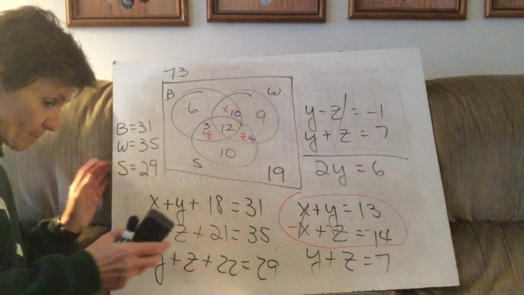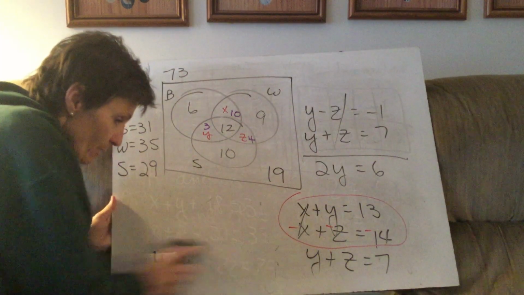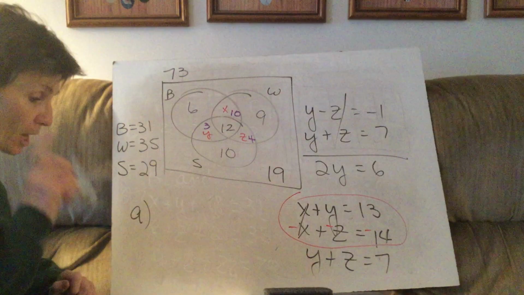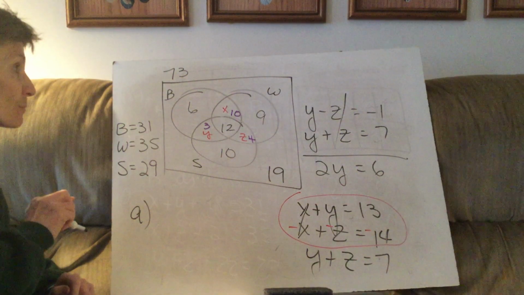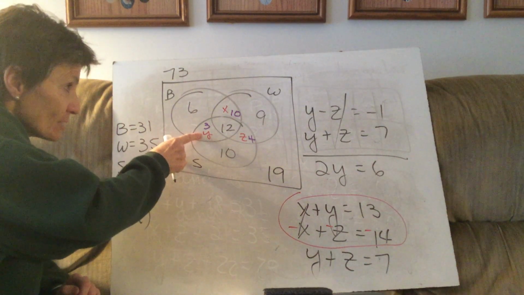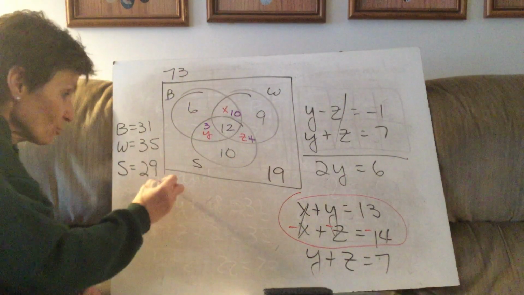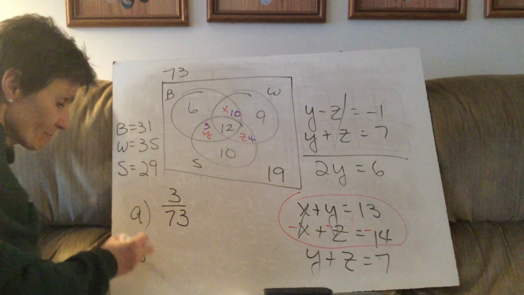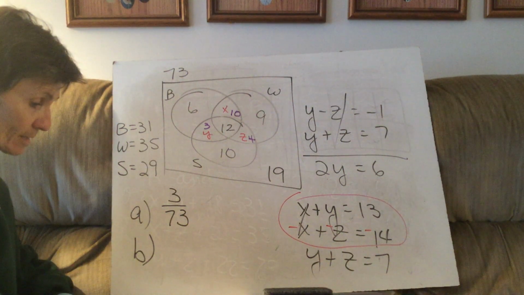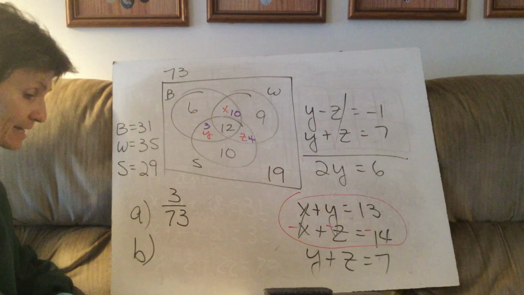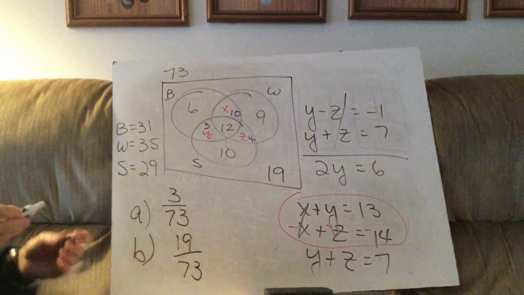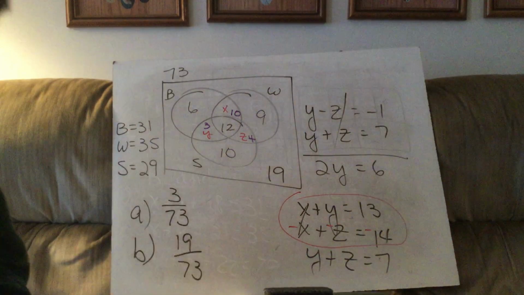Now we can answer the questions. So A says, what's the probability of choosing a student who likes just skipping and biking? So skipping and biking would be right here. These people right here. These are the skipping, biking people. So that would be 3 over 73. That's the probability of picking one who likes just skipping and biking. And then B is who doesn't like any of the activities. Well, that's these guys. So that's 19 over 73. And there are the answers to the questions.